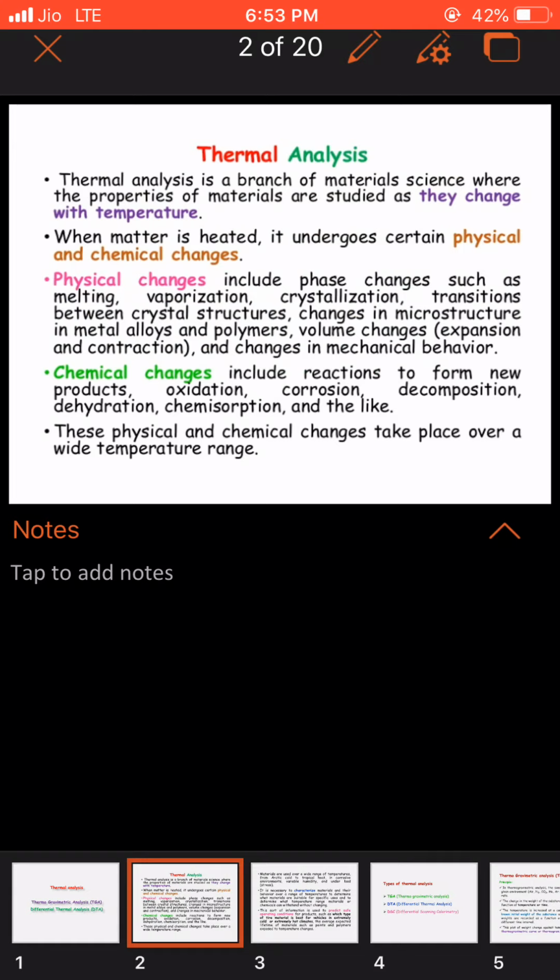So we will understand why or how thermal analysis can assist us in understanding the physical properties or chemical properties of materials when those materials undergo change with temperature. The change will be in their structure, morphology, or other physical properties, and certain other chemical properties.